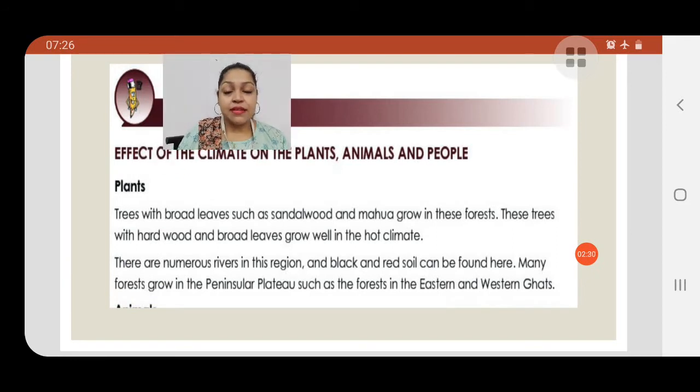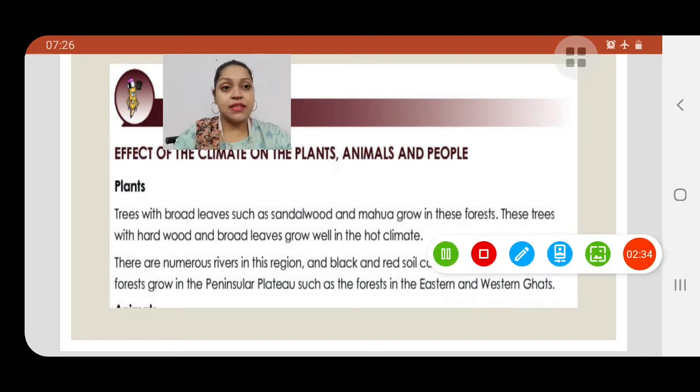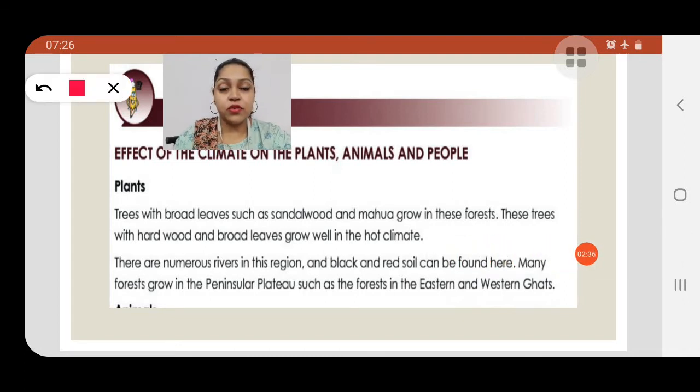The trees have broad leaves, and what are the trees? Those trees are sandalwood and mohua. You can find them in the forest, and these trees have hardwood. The branches and the bark are very hard and they have broad leaves.